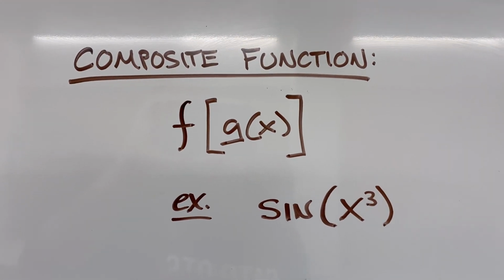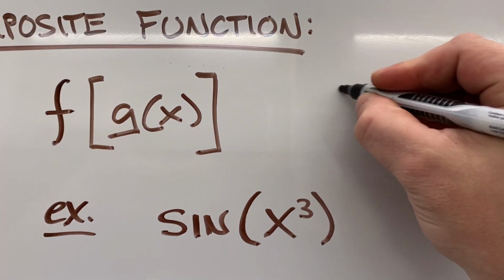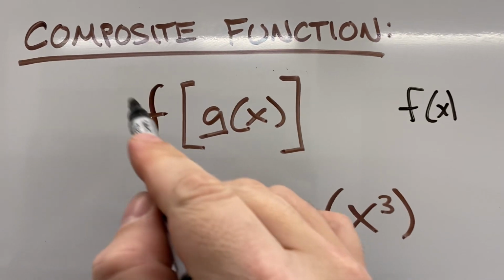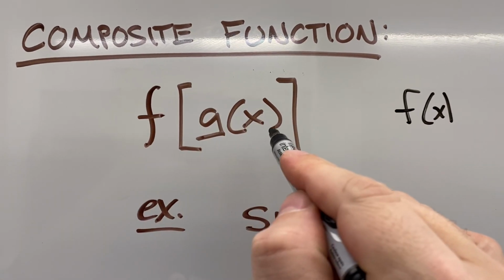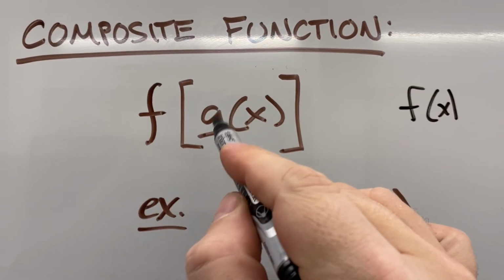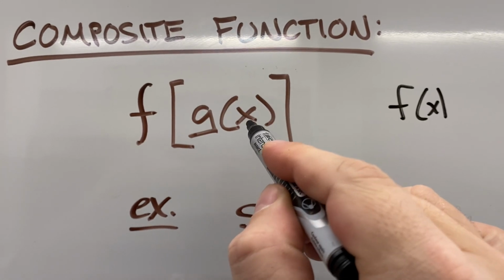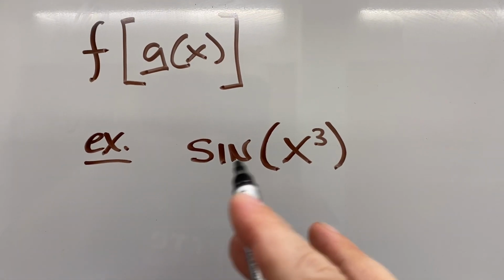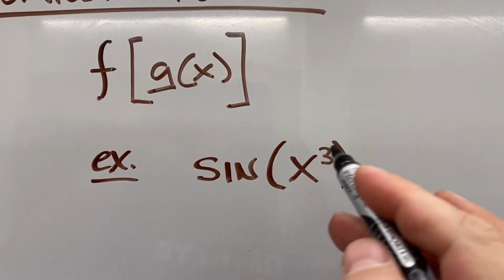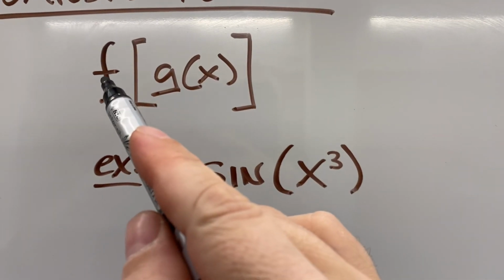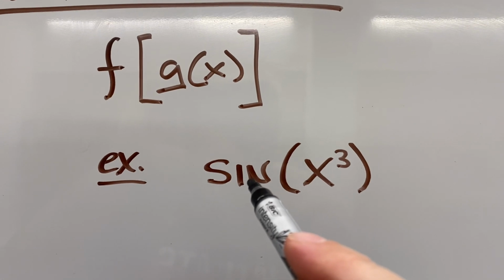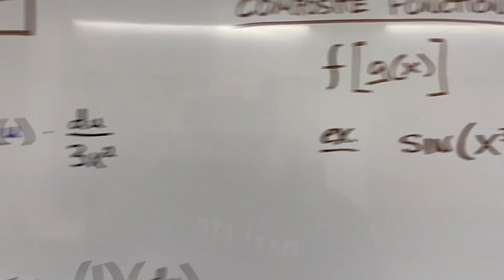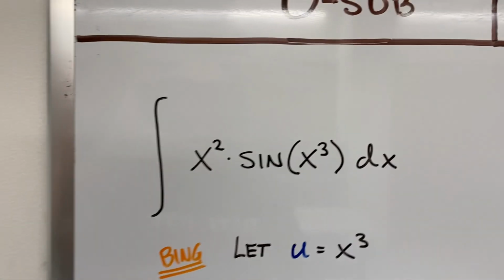A composite function is, instead of just a regular function f of x, when you have f of g of x, or function 1 of function 2 of input variable. So let's take an example here. Sine of x cubed. X cubed would be the g of x, and the f would be the sine function. So we have the sine of x cubed. Let's check it out in an integral.